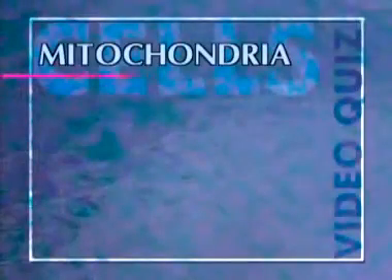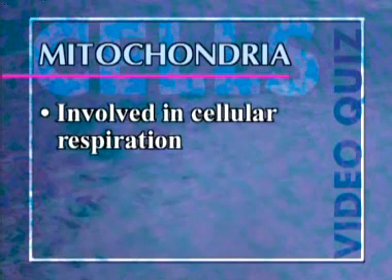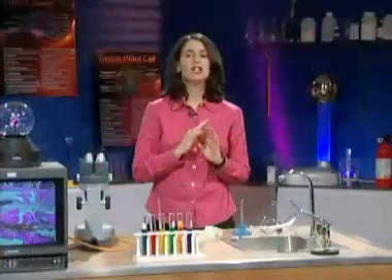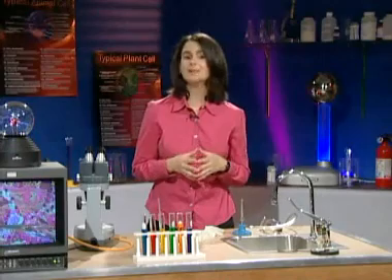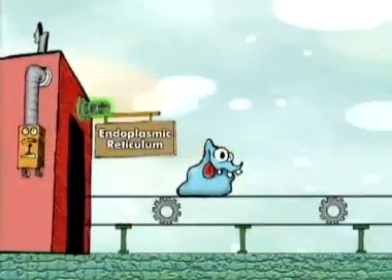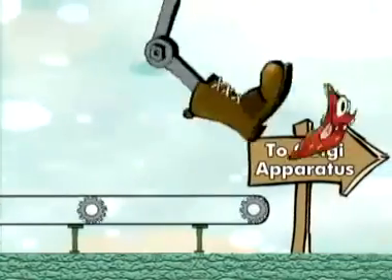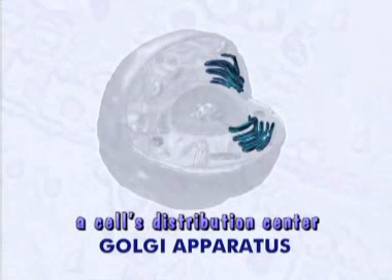Now that's a mouthful. Mitochondria also play a role in cellular respiration. Now I don't mean that they breathe like you or me, but they break down substances to get the oxygen they need to survive. Cells are constantly moving, processing, and producing. They build substances or break them down. If you recall, ribosomes on the endoplasmic reticulum help build proteins. These proteins are transported to the Golgi apparatus. It's the cell's distribution center.